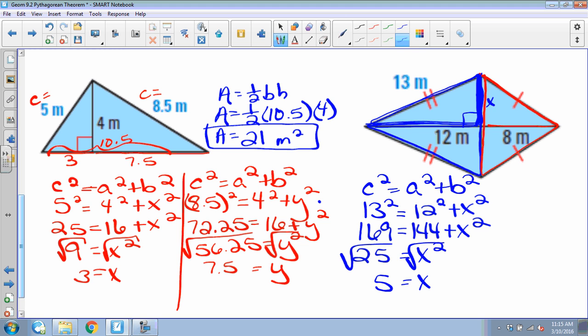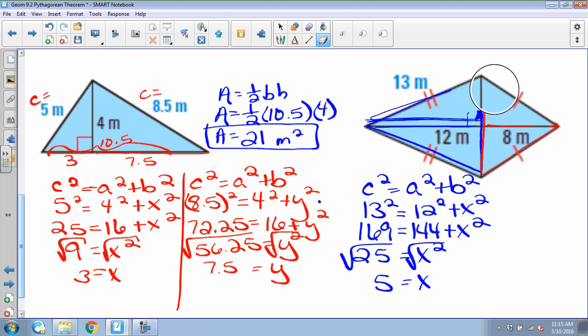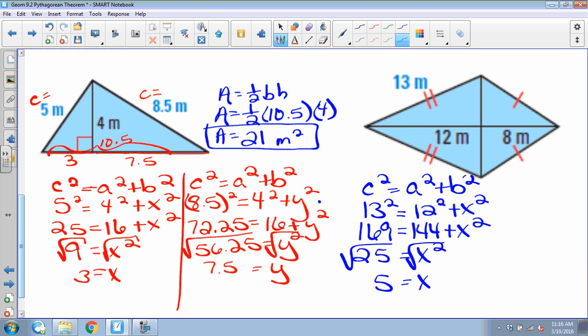So that means this is 5. So my whole side is 10. That's the base of both of those triangles. That's the base of this triangle on the left, and that's also the base of this triangle on the right. So now we have everything we need. We're going to find the area of the triangle on the left and then add it to the area of the triangle on the right.